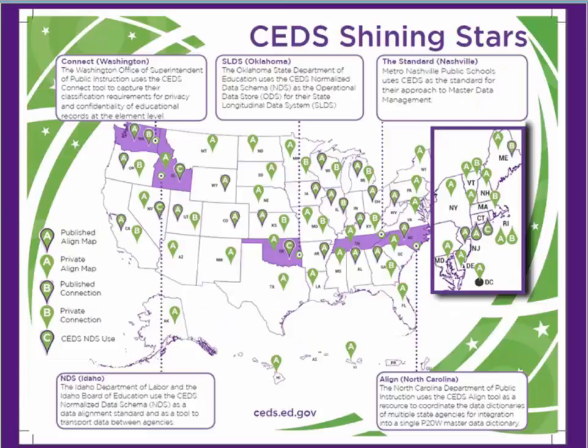Another look into what CEDS is doing is what CEDS is doing in states. Nearly every state and territory has at least one public or private map in CEDS, and that's an aligned map. 21 states have actually published alignment to CEDS from various different systems inside of those states, allowing for collaboration between the states and then also collaboration with other organizations that have published elements such as Ed-Fi. A few states have also contributed connections to CEDS, which is an area of focus for CEDS in the upcoming year. As I mentioned, the CEDS Connect tool is a repository of questions.